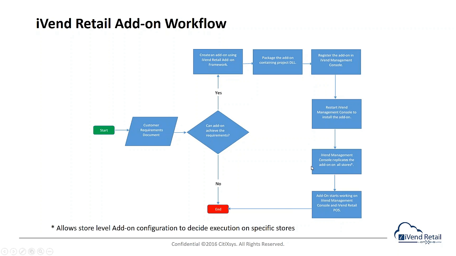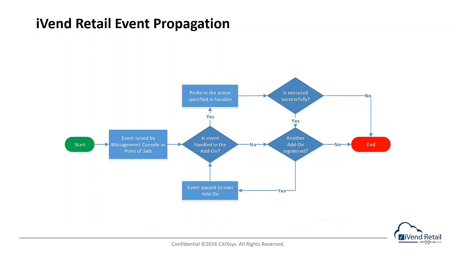Now the add-on starts working on the iVend management console and retail POS. For whatever business logic and functionality you have modified or enhanced, you will be able to see the output, and that's where the flowchart ends. The important point here is that it allows store level add-on configuration to decide execution on specific stores. This is about workflow. Next is iVend retail event propagation.